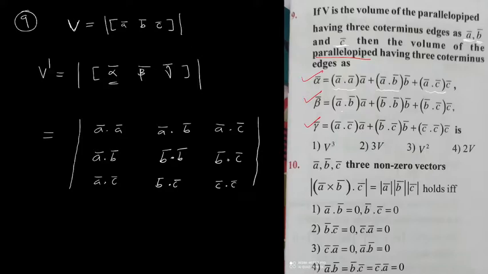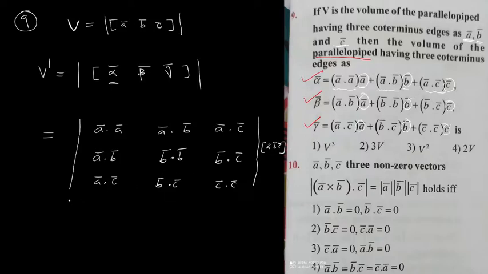These are the base vectors here, A bar, B bar, C bar, and I am writing their coefficients. So into box A bar, B bar, C bar, because here the base vectors are A bar, B bar, C bar, and here also A bar, B bar, C bar. That's why I am writing box A bar, B bar, C bar here.